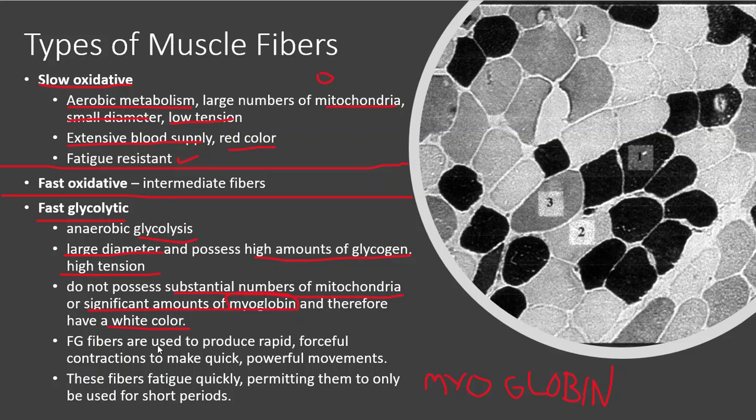The fast fibers are used for quick, forceful contractions and powerful movements. The trade-off is these guys give out very quickly, so they only can be used for a relatively short period of time. So they're fast, but they don't have any endurance. These guys are slow, but they have endurance. The fast oxidative, they use the anaerobic metabolism, but they're somewhere in between these two guys. That's why I wanted to save them for last.